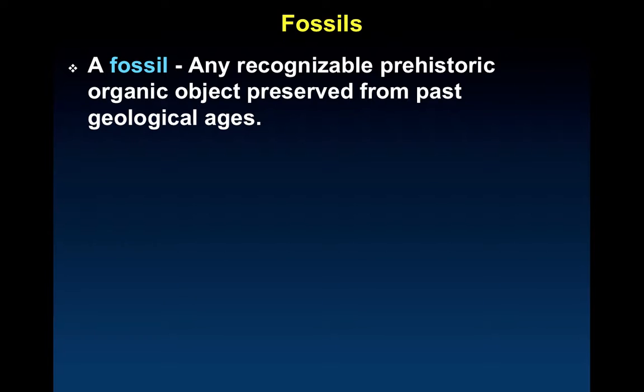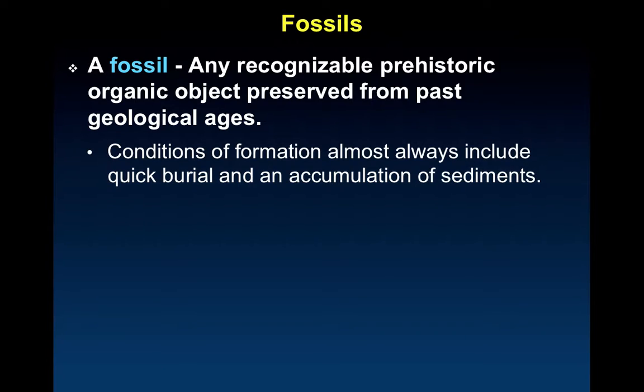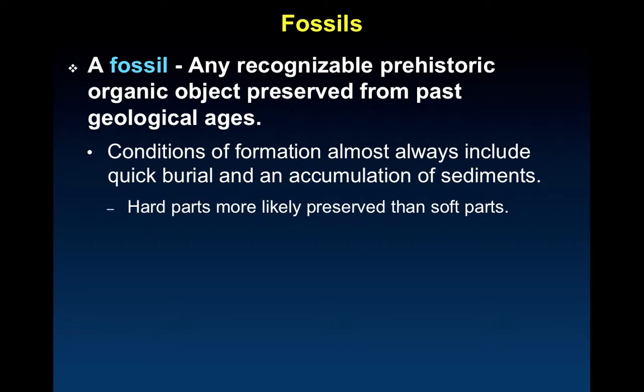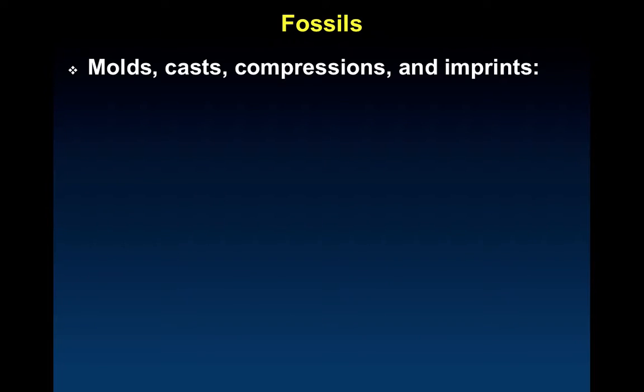So a fossil is really any recognizable prehistoric object. It could be a number of different things, and we're going to talk about a few of them. But conditions for forming fossils, pretty much you need a quick burial and a lot of sediment. And you don't get that condition very often, but you can occasionally. Hard parts are more likely to be preserved than soft parts of fossils.